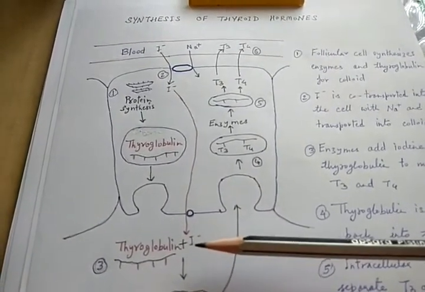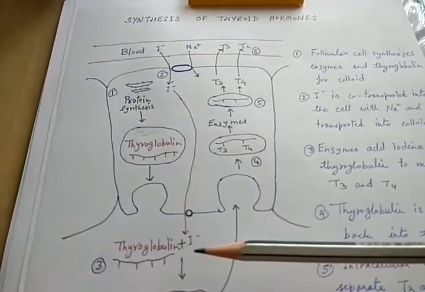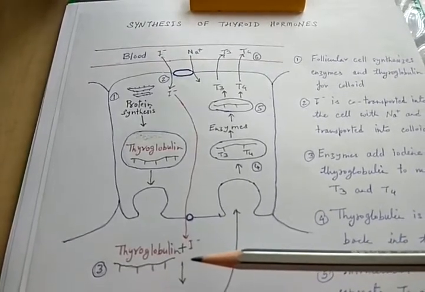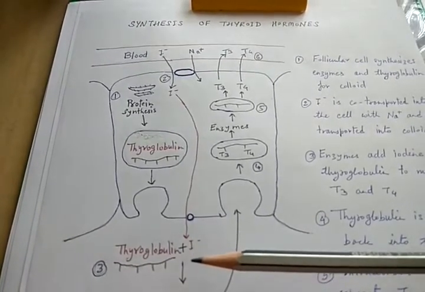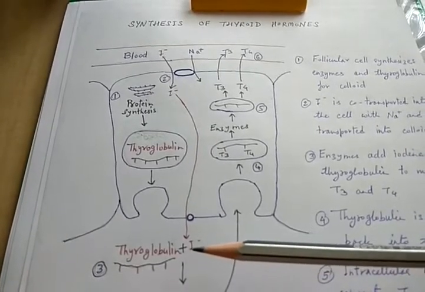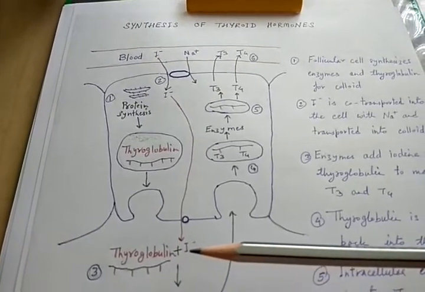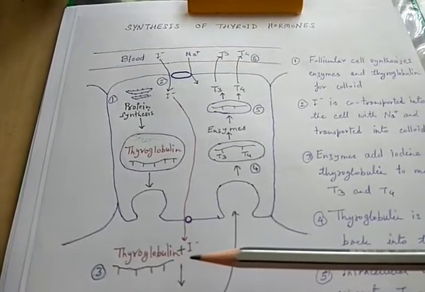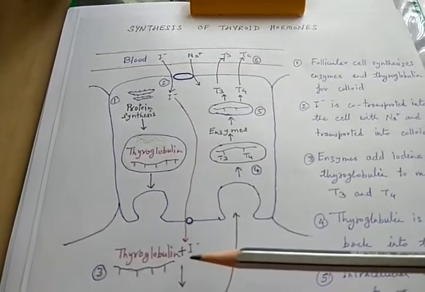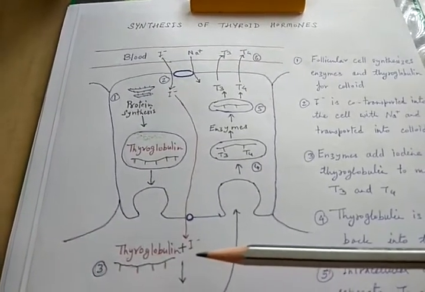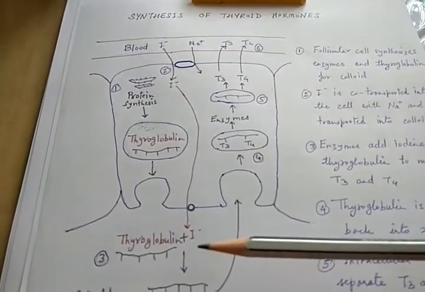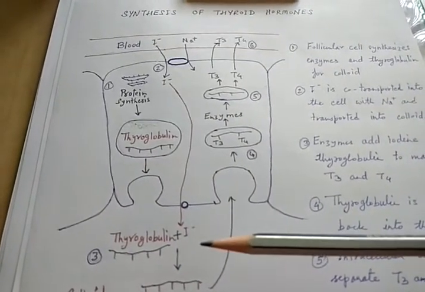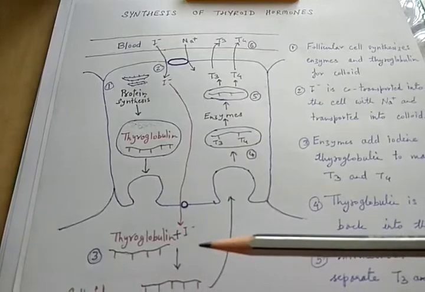So first the single iodine is added to the tyrosine residue of the thyroglobulin molecule and it forms the monoiodotyrosine. And similarly, when two iodine are attached to the tyrosine of the thyroglobulin molecule, it forms the diiodotyrosine. And then after, the formation of T3 and T4 takes place.